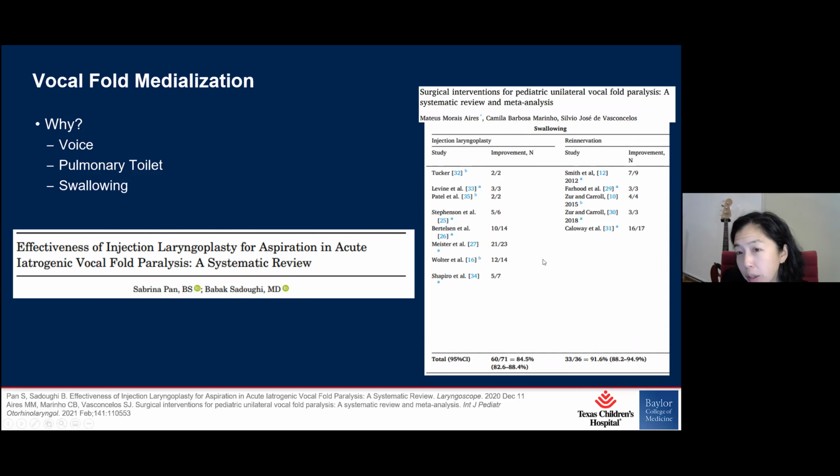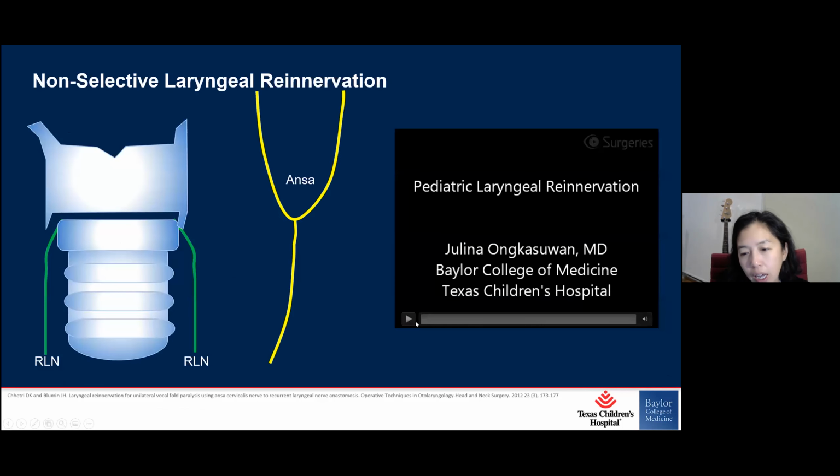This was a systematic review of doing reinnervations to help with swallow. And again, the numbers are small, but the data suggests that reinnervation, which I think of as unilateral reinnervation, we're talking about for unilateral paralyses, which I think of as a vocal fold medialization procedure. This isn't really a dynamic procedure, may help with aspiration.